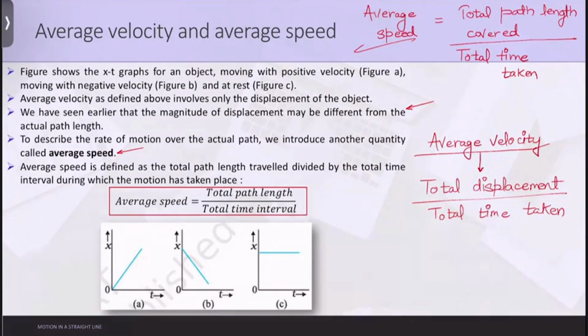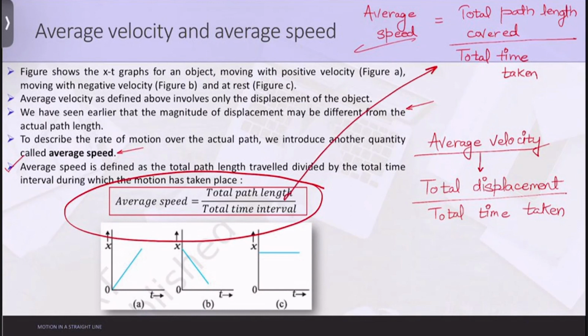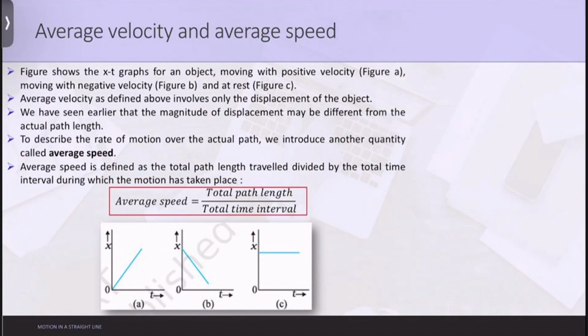To describe the rate of motion over the actual path, we introduce another quantity called average speed. The definition of average speed is written here for your reference. Average speed is defined as the total path length traveled divided by the total time interval during which the motion takes place. Therefore, average speed is total path length upon total time interval. That is the definition of your average velocity and average speed. Hope it is clear to you.